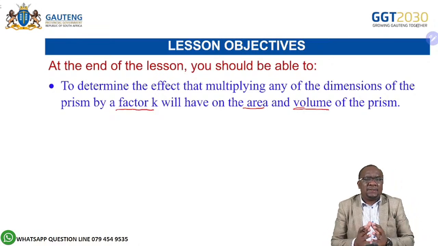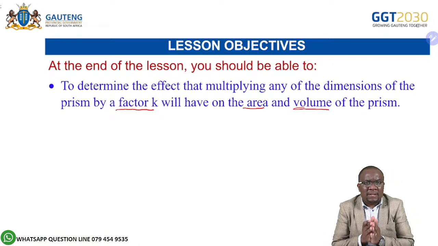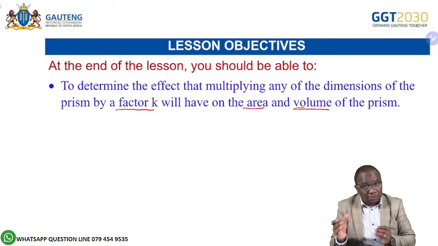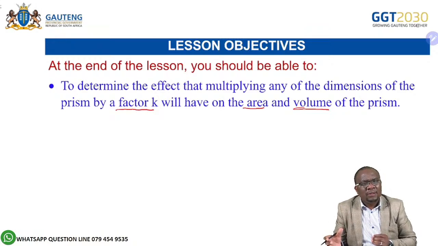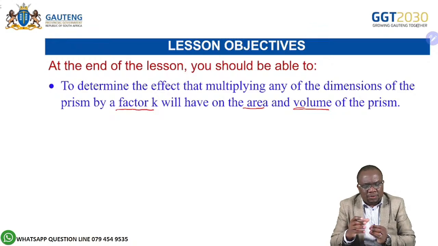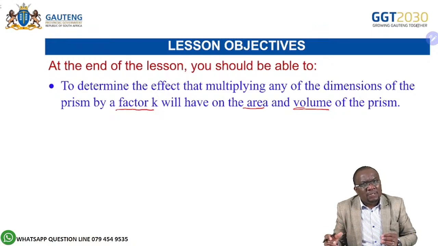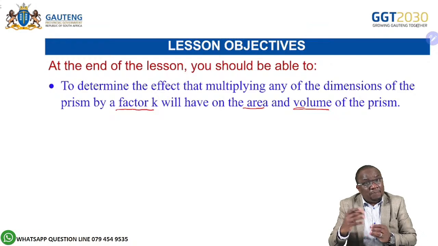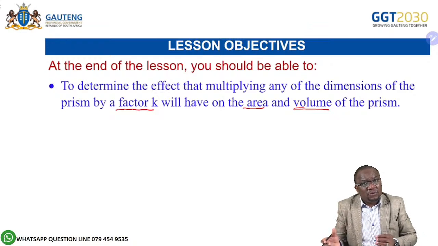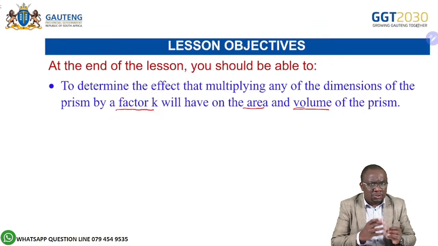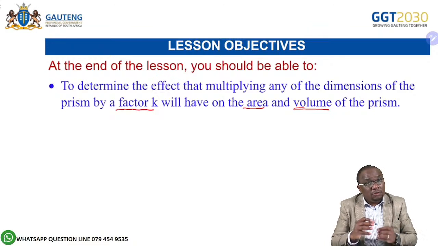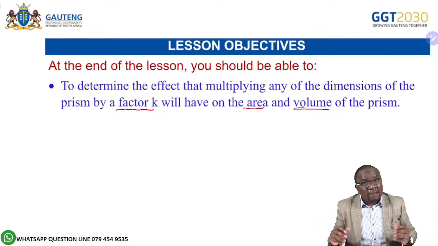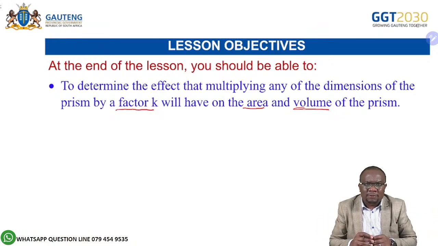Let's say we multiply the dimensions of our prism by 2. What will happen to the area of that prism? Is it also going to be multiplied by 2? We will find out. What will happen to the volume? If we multiply the dimensions by 2, is the volume also going to increase by a factor of 2? We want to find that out.